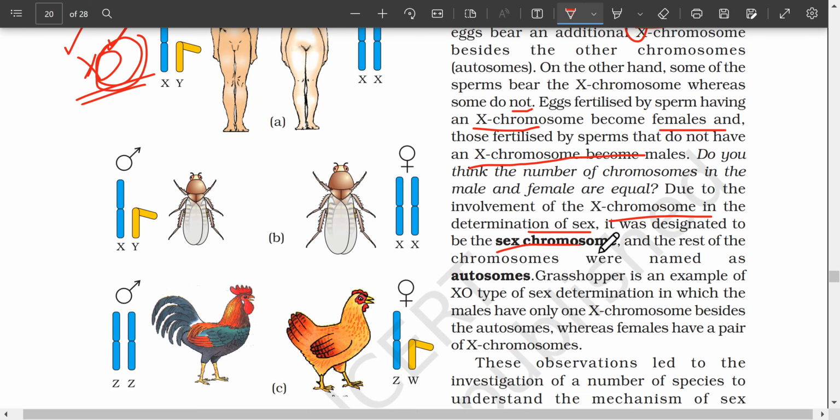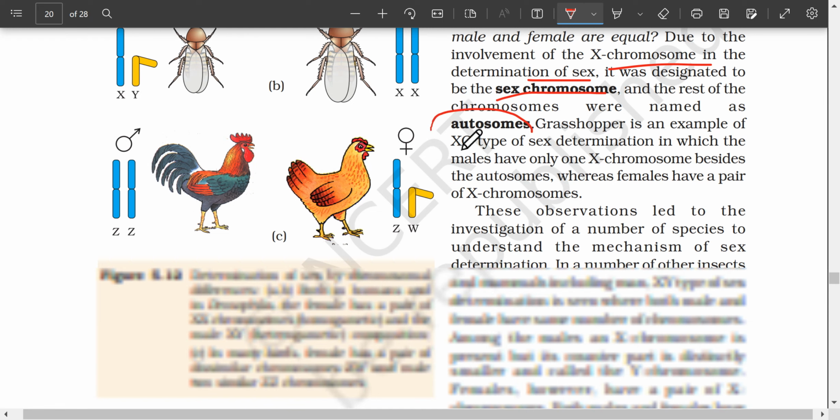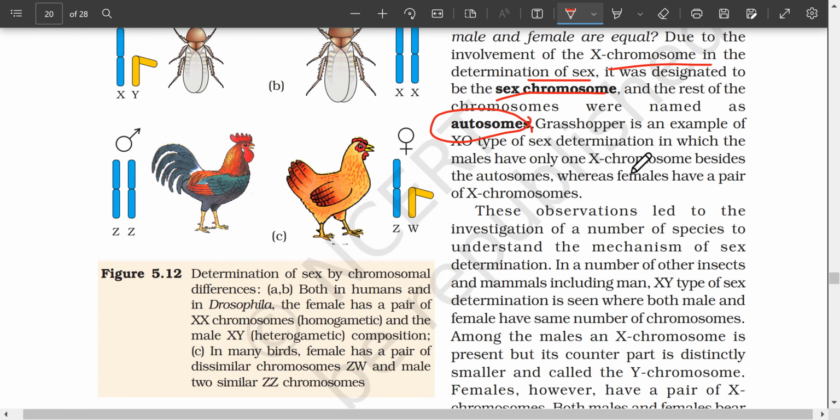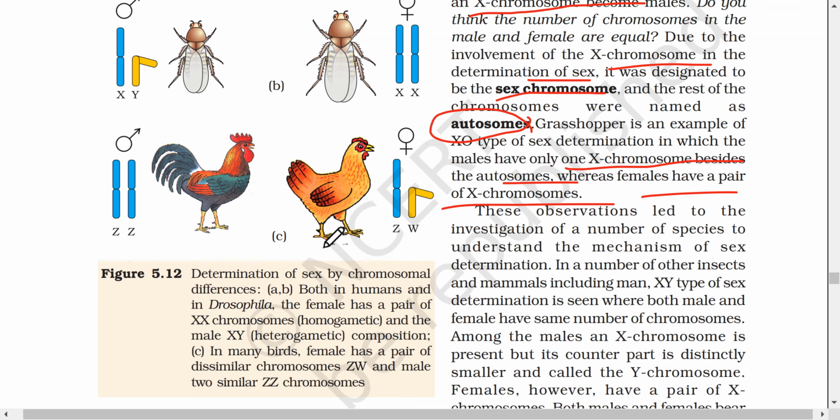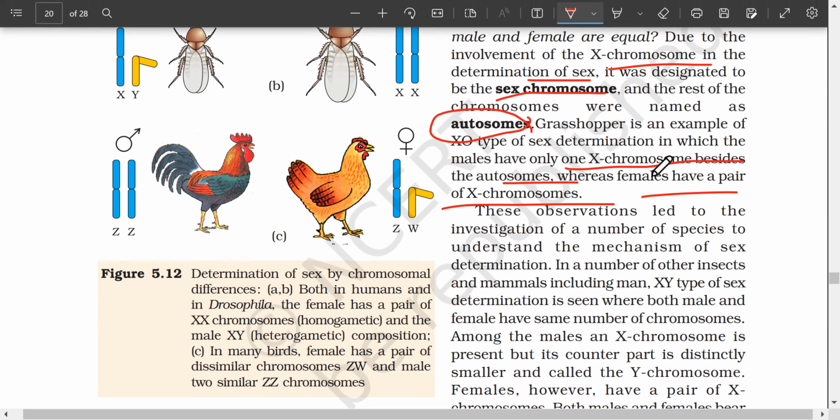Due to the involvement of the X chromosome in the determination of sex, it was designated to be the sex chromosome and the rest of the chromosomes were named as autosomes. Grasshopper is an example of X0 type of sex determination in which the males have only one X chromosome besides the autosomes, whereas females have a pair of X chromosomes. Fine. So basically इसमें क्या हो रहा है? Males will have X0, they'll have only one X, and females will have two X chromosomes. Clear?